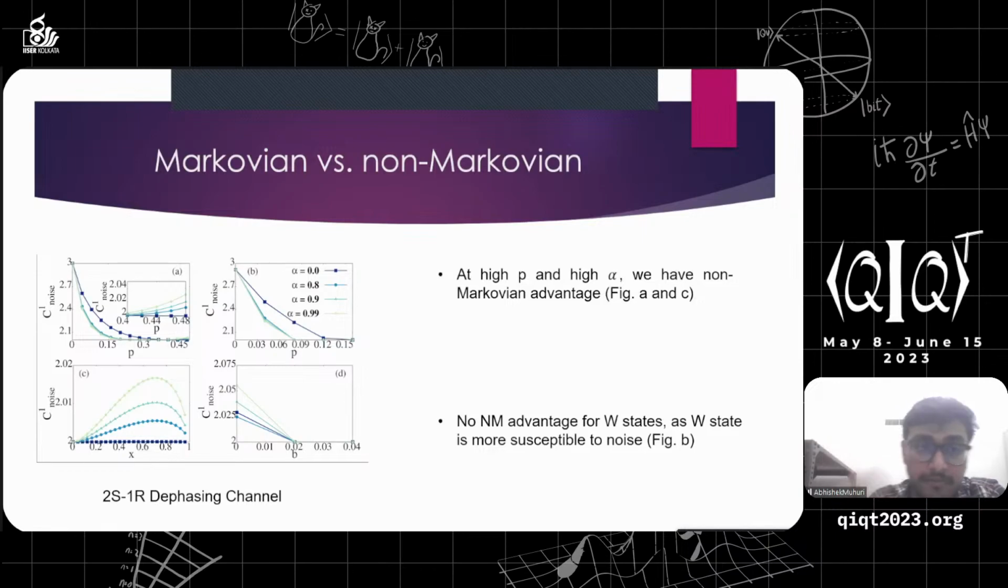But for plot B and plot D, where plot B is for the W state and plot D is for the GW state, we see that there is no quantum advantage in the higher alpha region, because the W state and the GW states are very susceptible to noise, and that's why the detrimental effect overcomes the advantage that is seen in the GG state here.